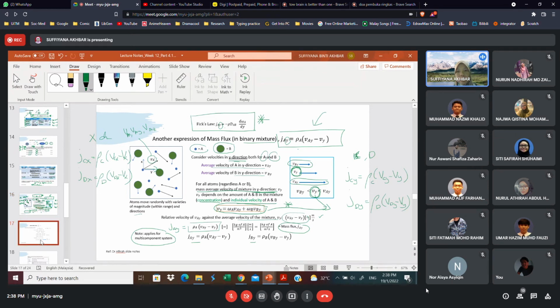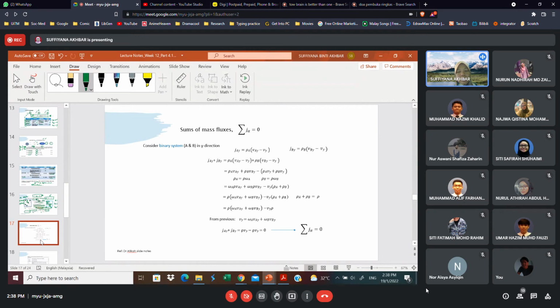Okay. Then we know also from this mass transport, it also found that sum of mass flux is equal to 0. Okay, sum of mass flux is equal to 0. So kita consider binary system, component A and B in y direction.